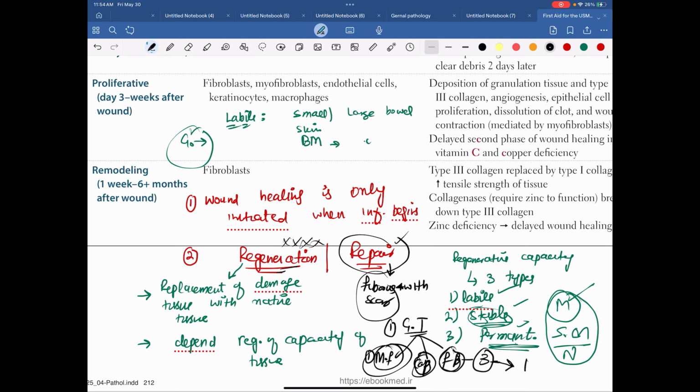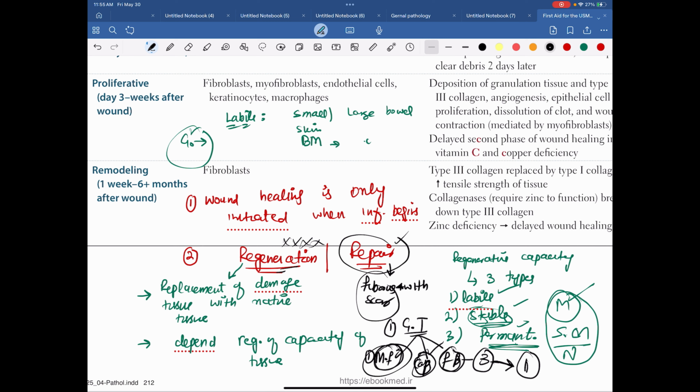Fibroblasts will produce type 3 collagen, capillaries will give the nutrition, and myofibroblasts will contract the wound. Then we have one enzyme called collagenase. That collagenase will convert type 3 collagen into type 1 collagen, and for this we require zinc. If you don't have zinc, this process will not occur. So this is about the repair.